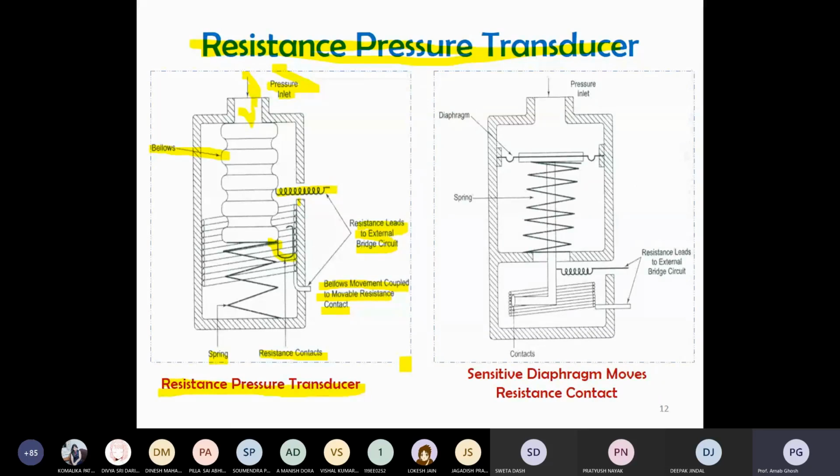Here another thing, the diaphragm is there. Pressure is coming over there, and the spring is there, and you can see two contacts, the resistance lead of the external circuit. If the spring is moving, the resistance path will be different. If the resistance path is different, the output of the contact will be different. So the sensitive diaphragm moves the resistance contact. Okay, so you can understand the concept.